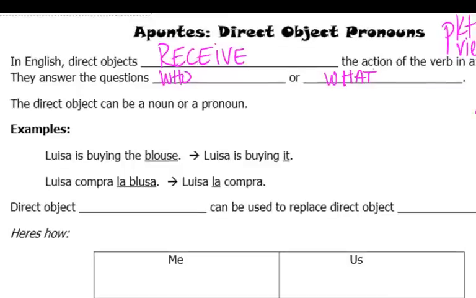For example, Luisa is buying the blouse. Luisa is your subject. Buying is your verb. Who or what is she buying? She's buying the blouse. So the blouse is your direct object.